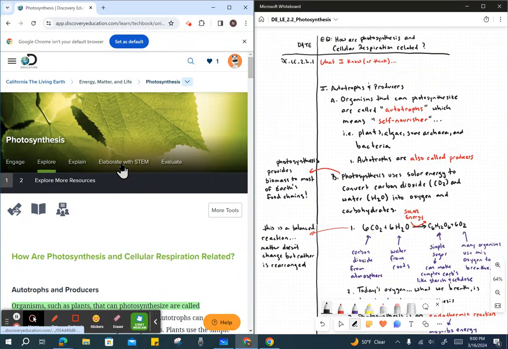Okay, go ahead and write down your Cornell note. Put down the date. Go and write out your template. This is going to be Discovery Education Living Earth 2.2 Explore number 1.